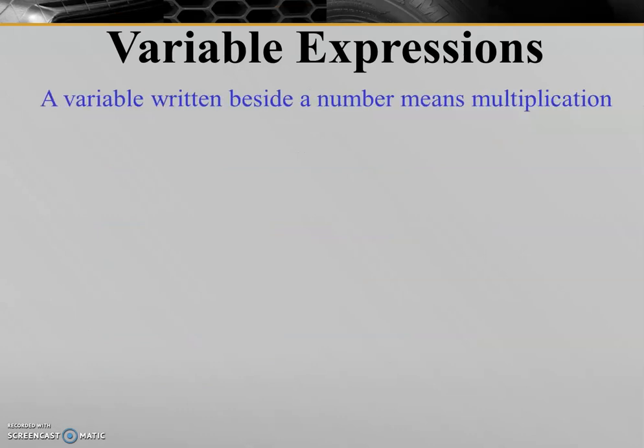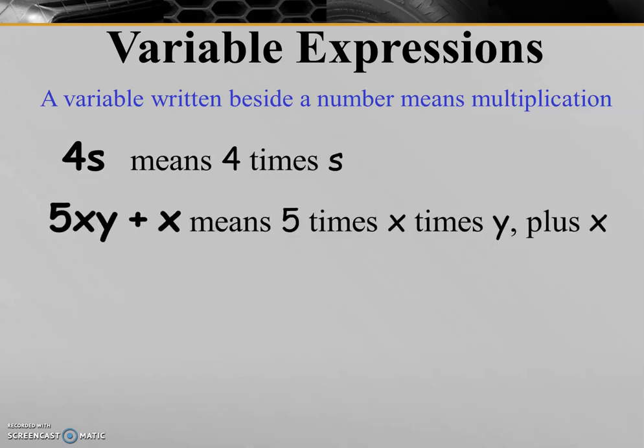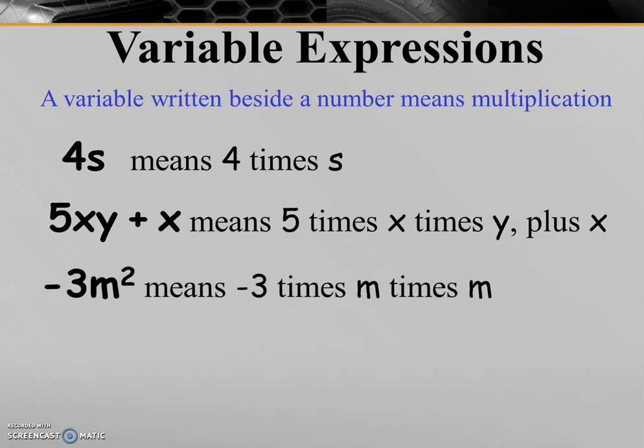So, variable expression. First thing you need to realize is that when you have a letter and a number side by side, it means multiply. So 4s means 4 times s. You can still have additions and subtractions. So 5xy plus x means 5 times x times y plus x. And you can have exponents too. Negative 3m squared means negative 3 times m times m. And remember, order of operations matters if you're doing exponents.